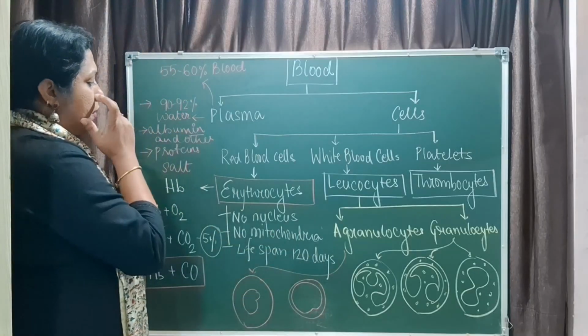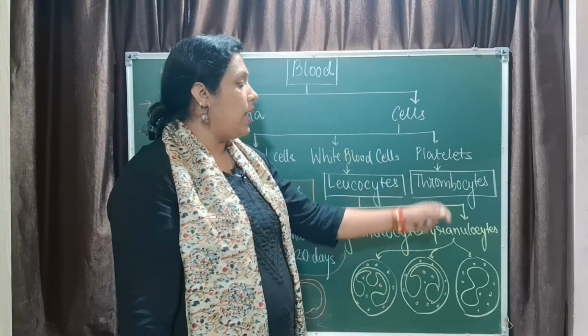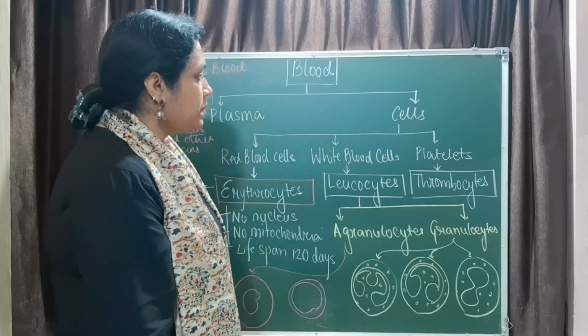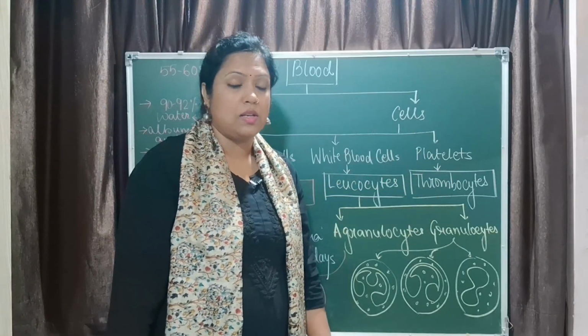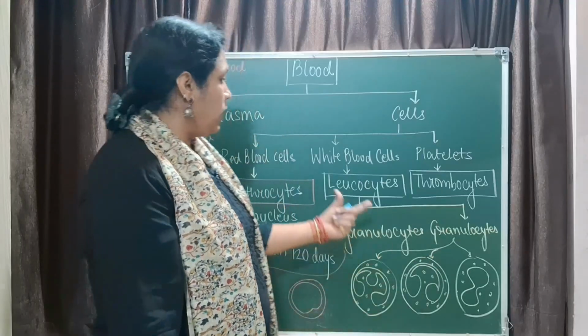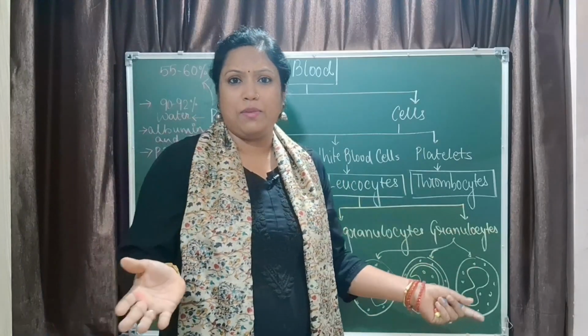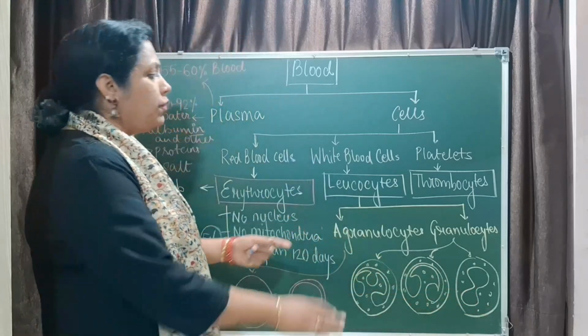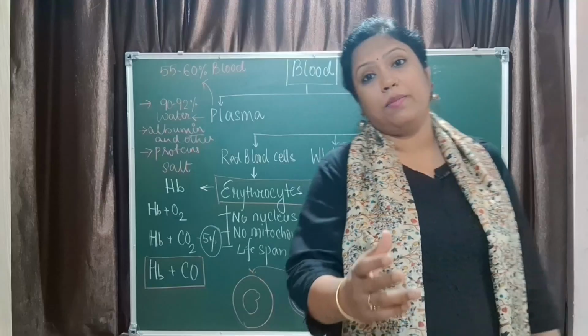The scientific name for red blood cells is erythrocytes, leukocytes is for WBC, and platelets are thrombocytes. Now the importance of platelets is for blood coagulation and they do not have a nucleus. White blood cells are nucleated cells and we have a variety of white blood cells present in our body. We'll talk about it. First let us talk about the erythrocytes or the red blood cells.